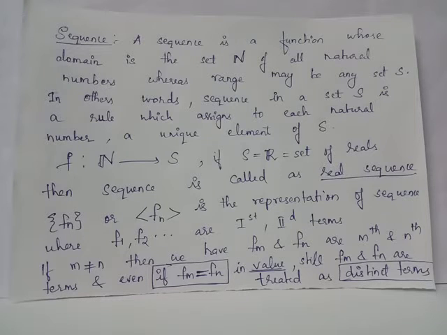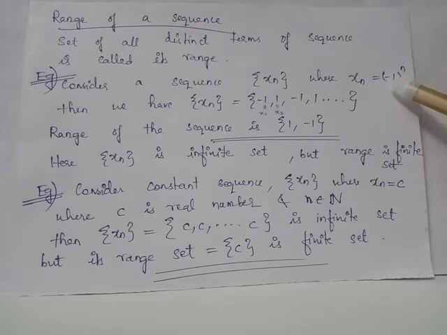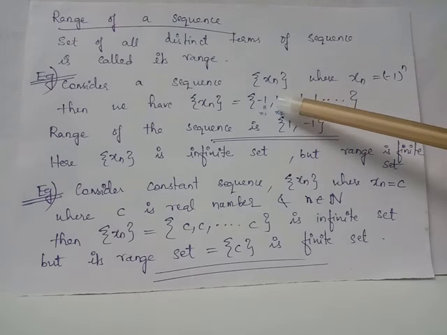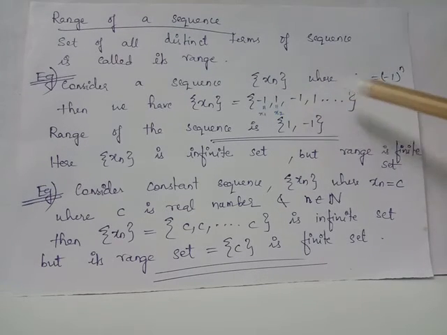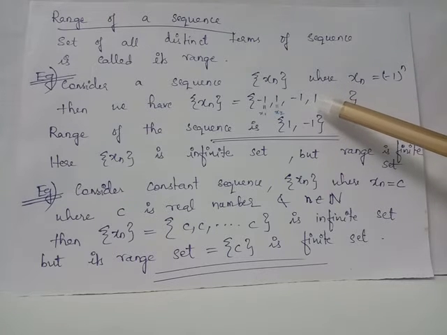For example, consider the sequence x_n, where x_n, which is the general term, equals (-1)^n. Then the first term will be (-1) raised to 1, which becomes -1. The second term x2 will be (-1) squared, which equals positive 1. The third term x3 is obtained as (-1) cubed, which equals -1. The fourth term x4 equals (-1) raised to 4, which equals positive 1, and so on.